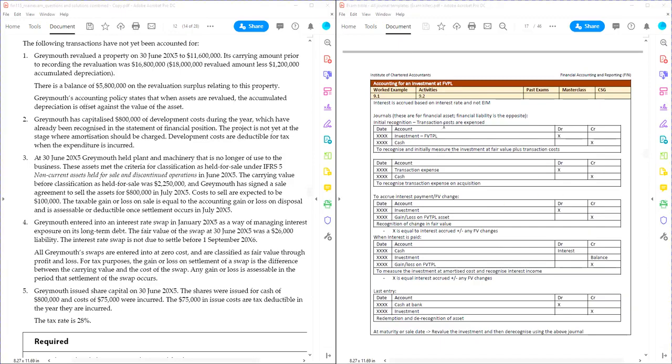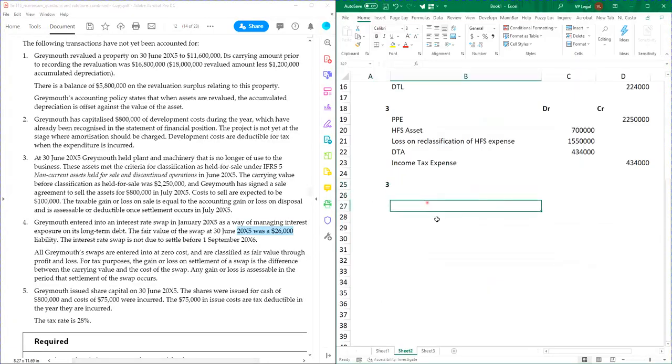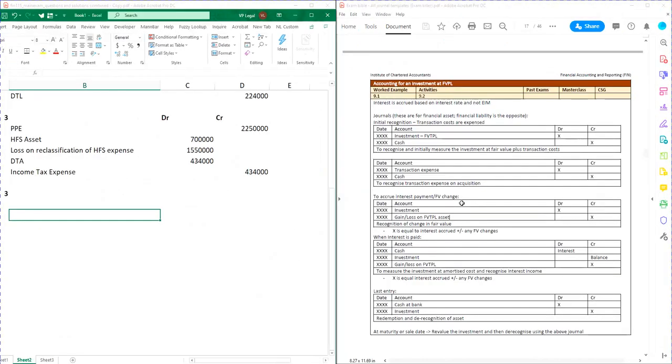Okay, so let's have a think about this. There's no cash paid for the investment, so it's going to be 0, 0. There's no transaction expenses in the question, so it's going to be 0, 0. Accrued interest not applicable when interest is paid. But we do need to recognize where there's been a gain or loss on the fair value through profit and loss, because we know that the fair value of the swap per the question is $26,000 over here. So the first thing that we need to do is go, so it's actually a liability, not an asset, so we know this is a credit.